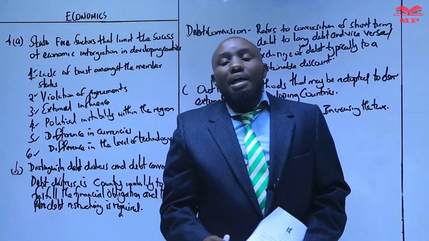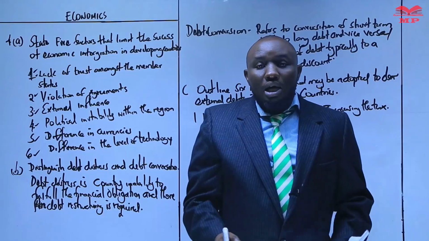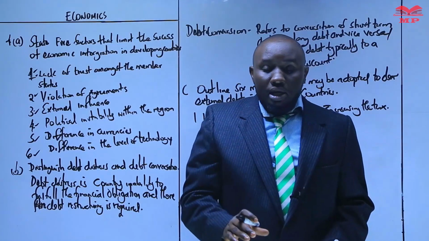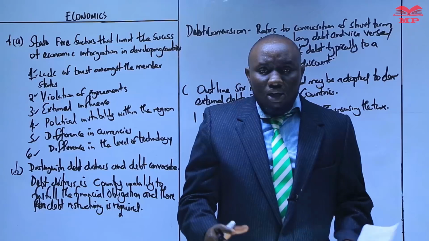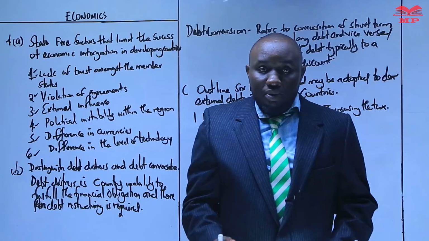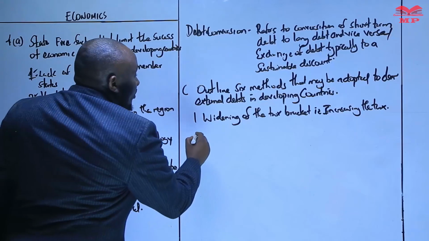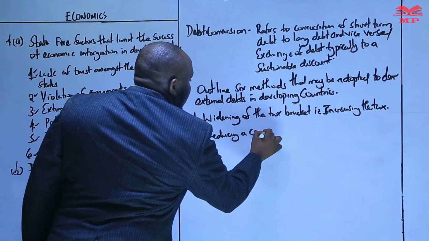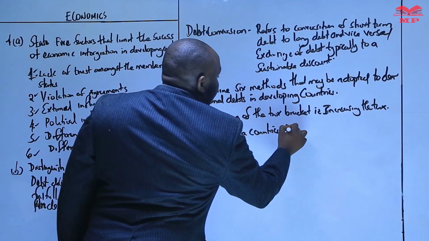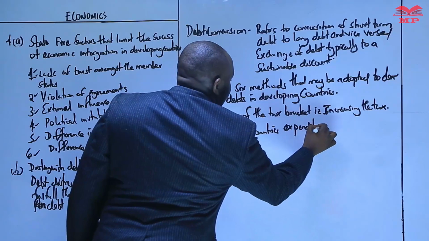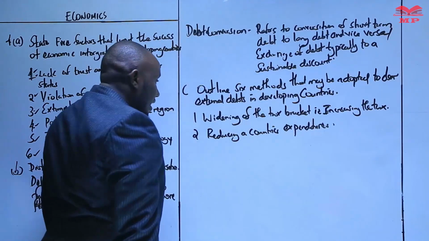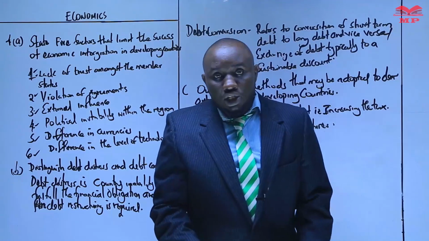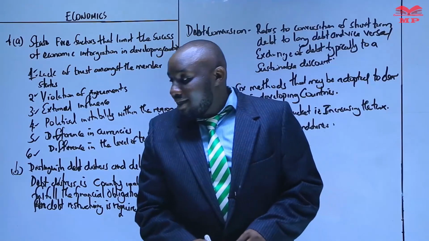Number 2 is what we call austerity measures, where the government reduces expenditure. Kenya being a case study, we know that a country dealing with a lot of debt adopts austerity measures, reducing a country's expenditure so that much of the money that is available can be used in order to pay the debt.